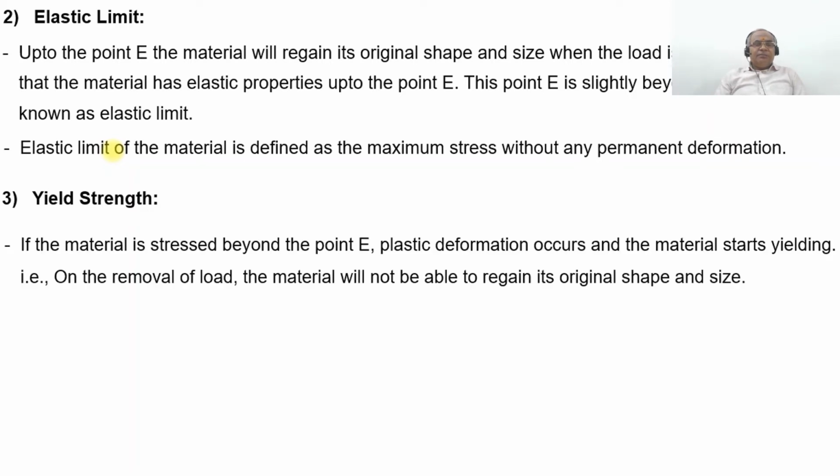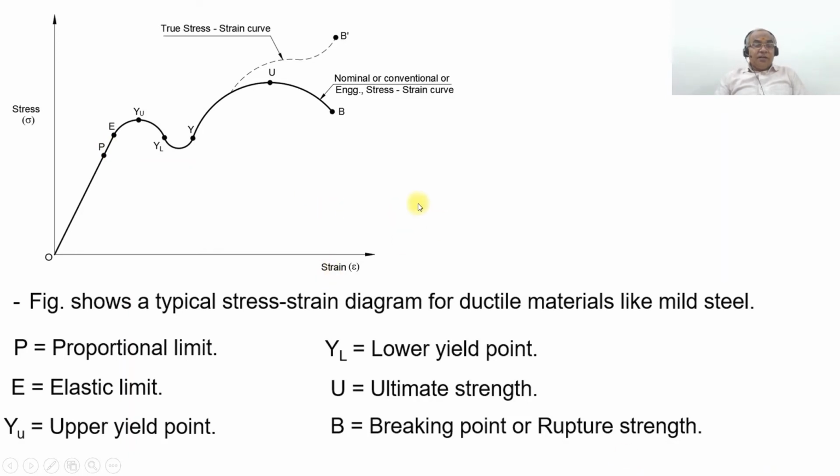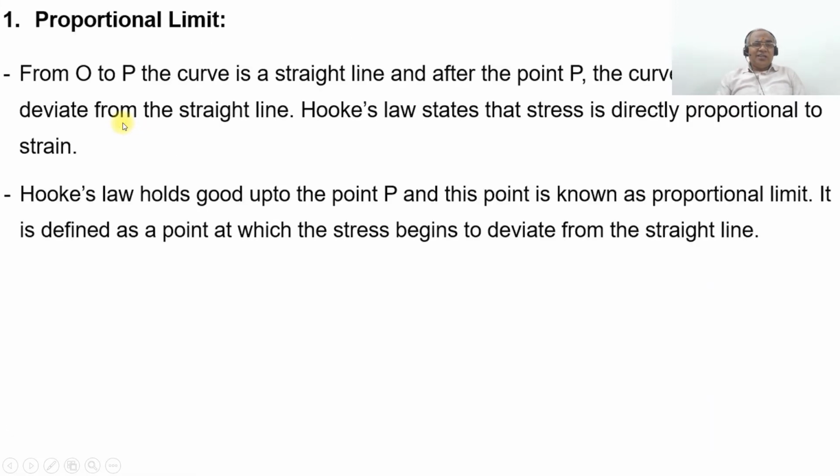So then comes the yield strength. If the material is stressed beyond the point E, the plastic deformation occurs and the material starts yielding. On the removal of load, the material will not be able to regain its size and shape. This is the upper yield point, where the material will start deviating from the elastic limit and start getting into the permanent deformation. So this will go to the plastic range. On the removal of load, the material is not going to regain its original size and shape.